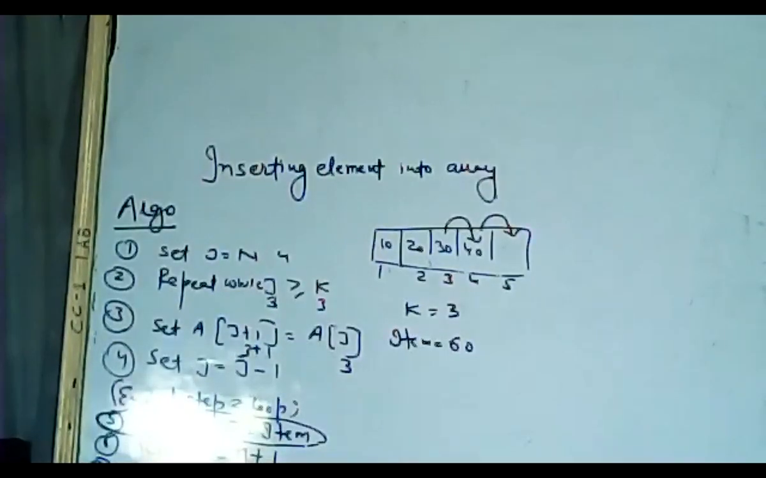And after shifting, you have to put the element into that position, and n will be incrementing, because earlier n was 4, the number of elements. After insertion, you have added one element, so the number of elements will be 5. So n is n plus 1.